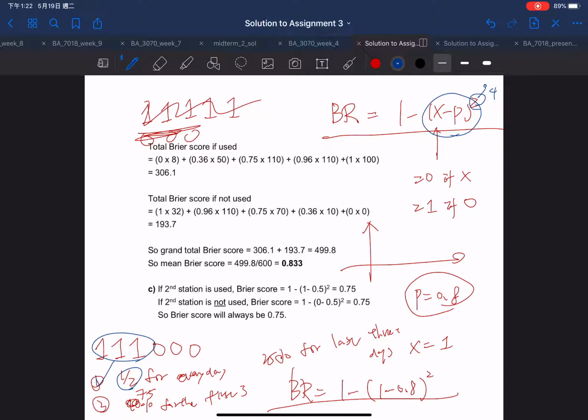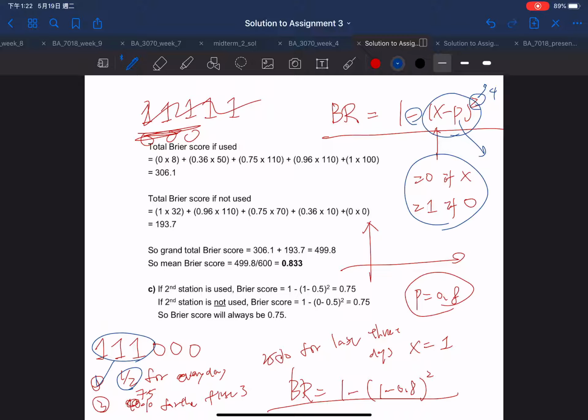Okay, and since it's the punishment, it needs to have the minus there. And the 1 here is just to make it so that it's between 0 and 1. Okay, because x here is 0 or 1. And the p here is between 0 and 1.